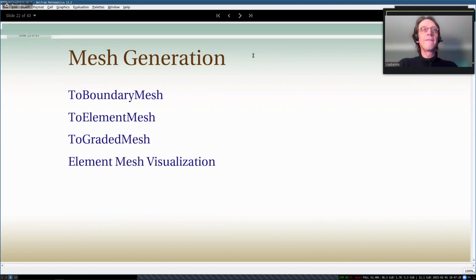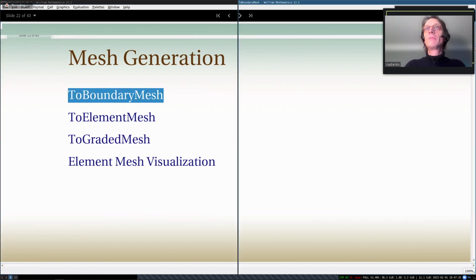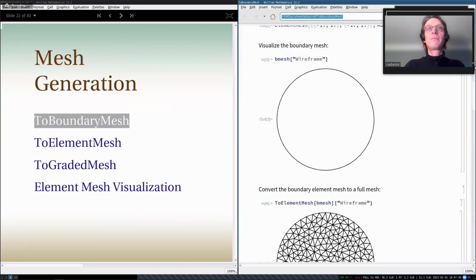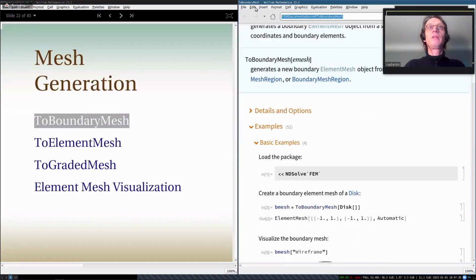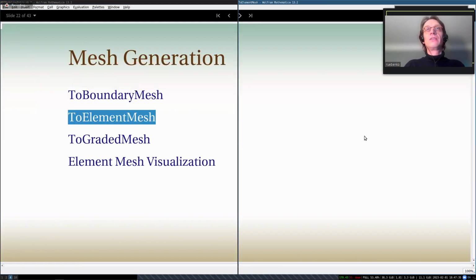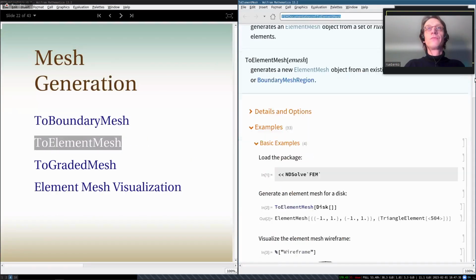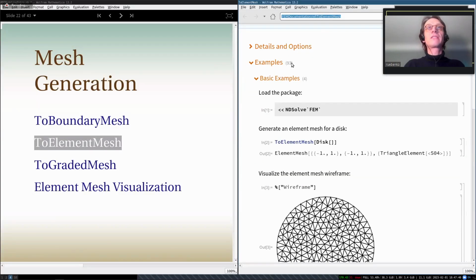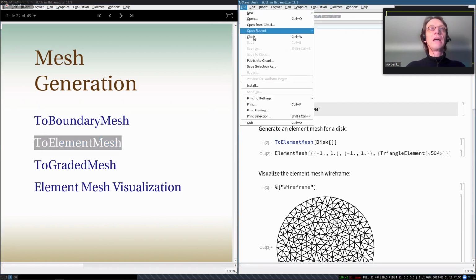These are the main functions that we use for finite element mesh generation. ToBoundaryMesh, again, is documented with loads of examples. So this has 52 examples. ToElementMesh is the second one. So this has almost 100 examples. The difference to ToBoundaryMesh is that it generates the surface mesh, and ToElementMesh is then generating the full mesh, the full object of the geometry that you have.